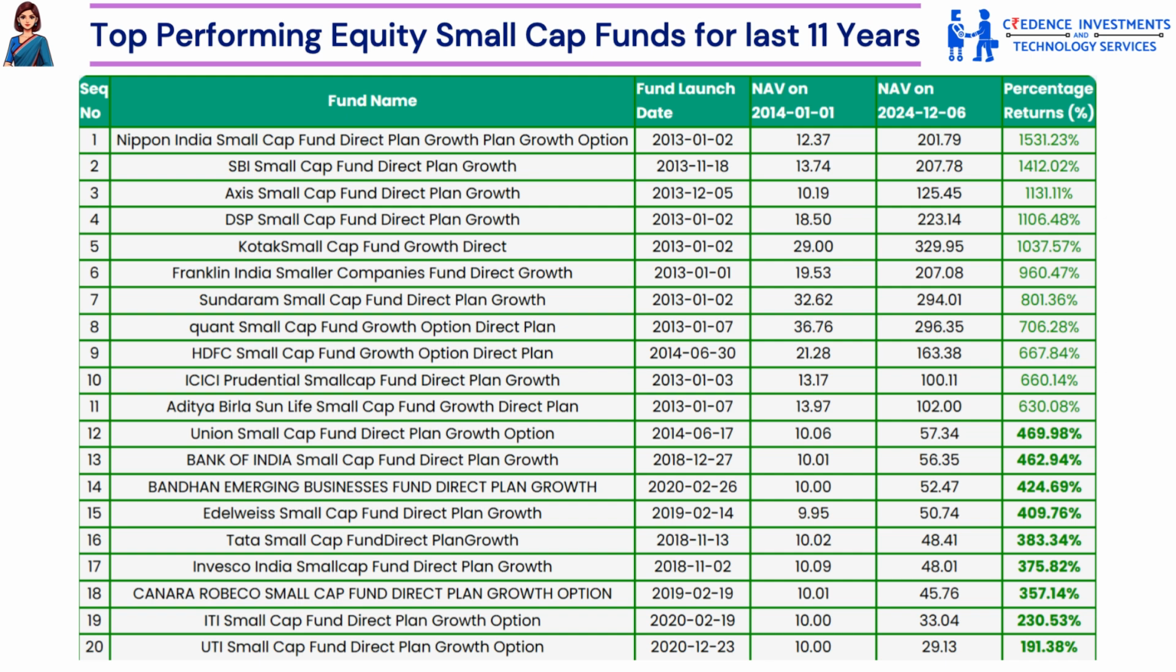Consistent wealth creators. 1. Franklin India Smaller Companies Fund, 960.47%, and Sundaram Small Cap Fund, 801.36%, maintain strong performance over time. 2. Quant Small Cap Fund, 706.28%, proved to be a strong long-term performer. Conclusion. 1. Nippon, SBI, Axis, and DSP small cap funds emerged as leaders with over 1,000% returns in 11 years.